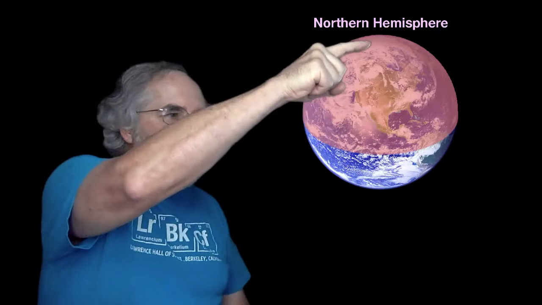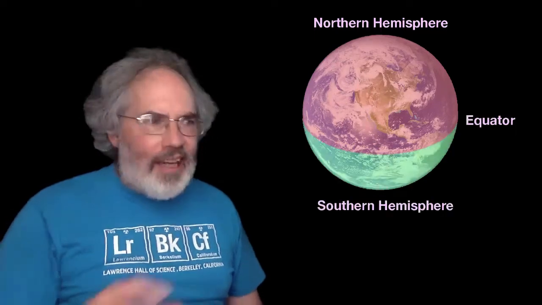To explore the idea of the equinox, I've colored the northern hemisphere a pink color. The northern hemisphere is the half of the Earth centered on the North Pole, the northern half of the Earth. The South Pole is around behind this view of the Earth, but I've colored the part of the Earth centered around the South Pole greenish. That's the southern hemisphere. And where the two hemispheres come together, that boundary is known as the equator.